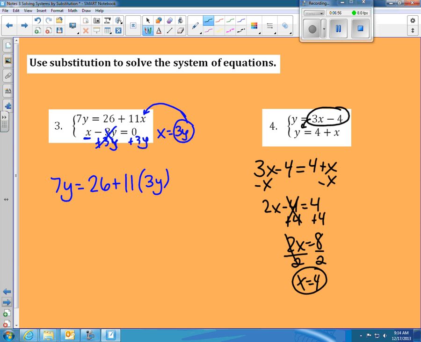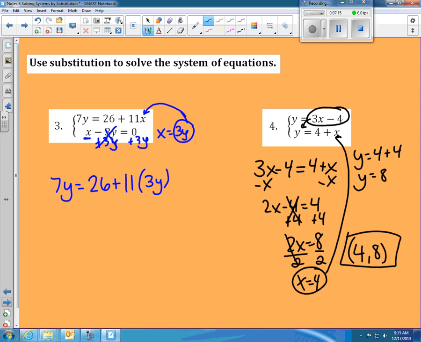Now it doesn't matter which equation I plug it back into, both equations are going to give me y. So I see my second equation looks a little simpler. So y equals 4 plus 4. My y is 8. So last step is to always put it into that ordered pair. And we end up with the ordered pair 4, 8.